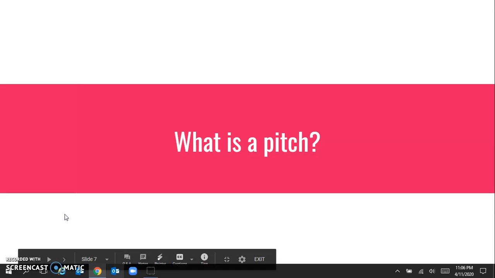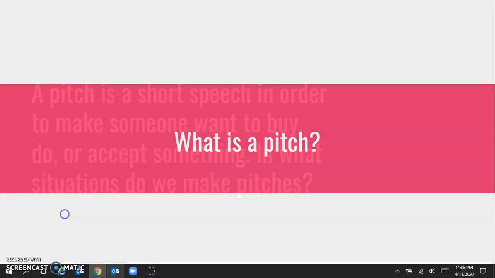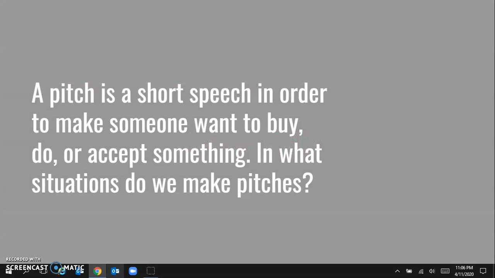So let's remind ourselves, what is a pitch? A pitch is a short speech in order to make someone want to buy something, do something, or accept something. So a pitch is a short speech that is trying to persuade or convince somebody to take an action or change their mind, change their beliefs.